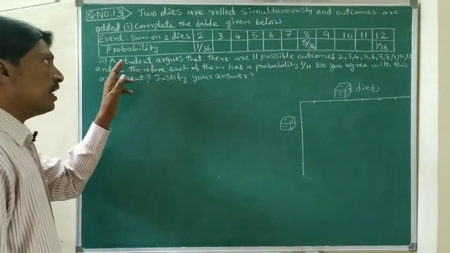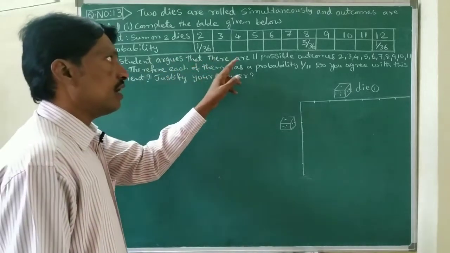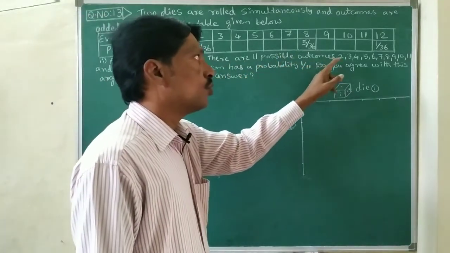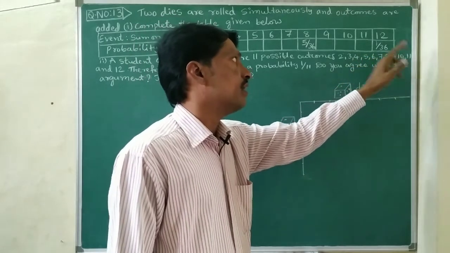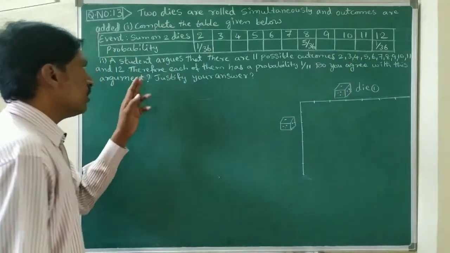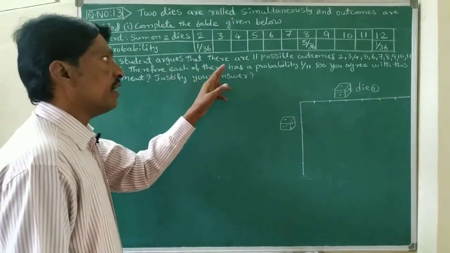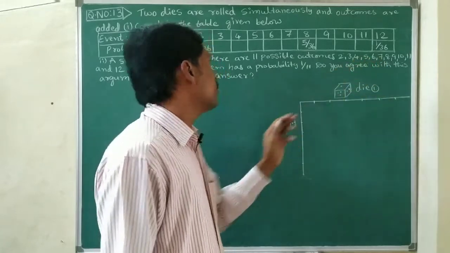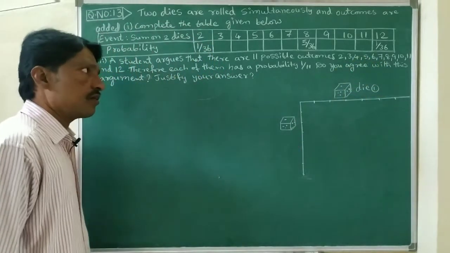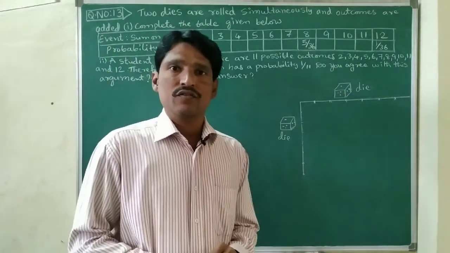Second one, a student argues that there are 11 possible outcomes 2, 3, 4, 5, 6, 7, 8, 9, 10, 11 and 12. Therefore, each of them has a probability of 1 by 11. Do you agree with this argument? Justify your answer. 2 dice it will be.